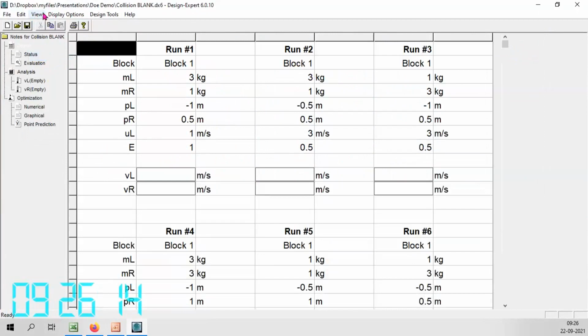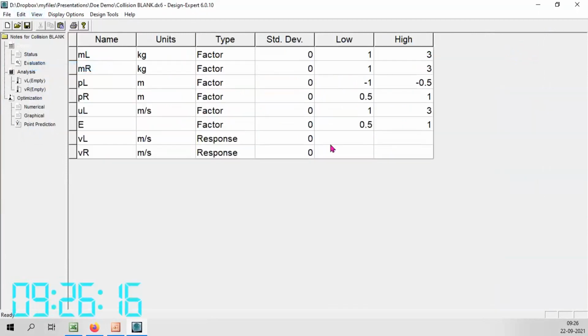Data entry sheet. View column info sheet. This is the table where we start, the same table. Here there is one more column, standard deviation. If you have some idea of the variability in each factor, that can also be used to determine the number of trials required. Since this is only an introductory chapter, we're not going into the details. There is a formula to predict the number of trials required based on this standard deviation. That's why it is there.